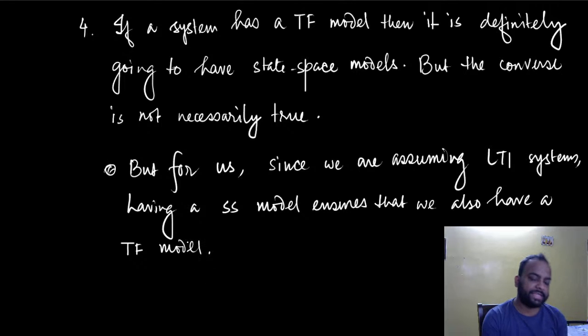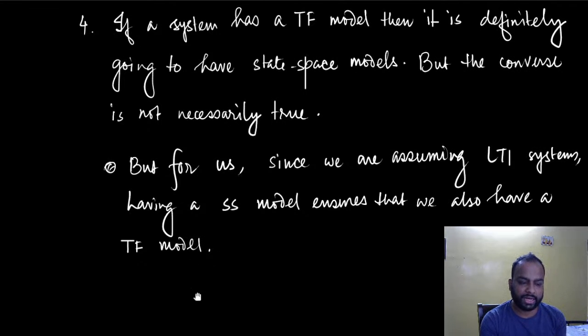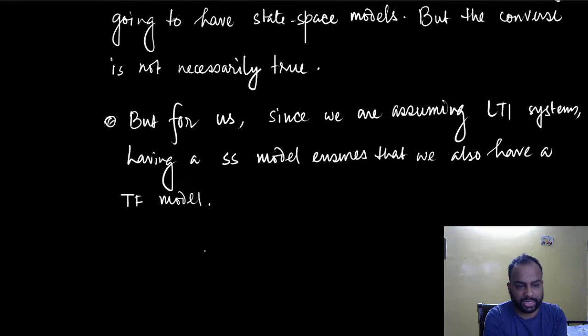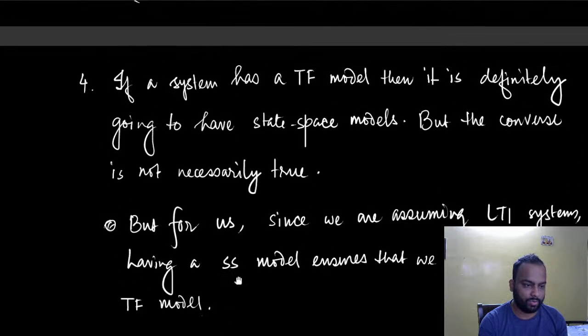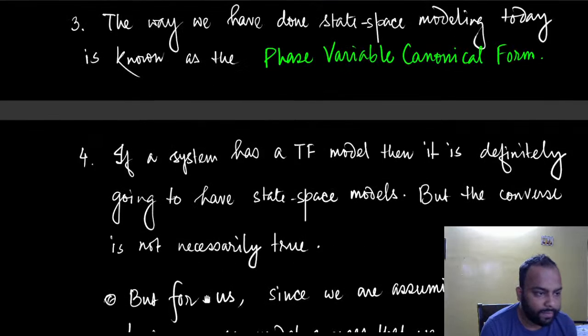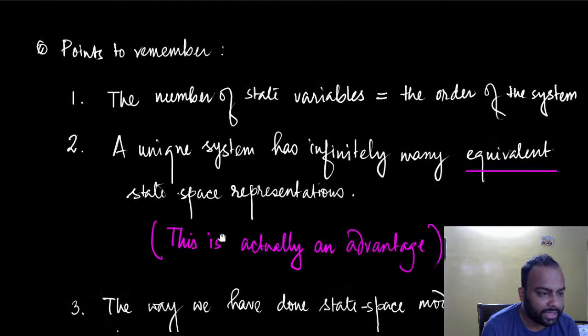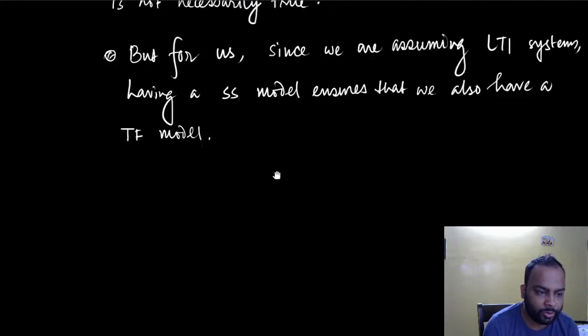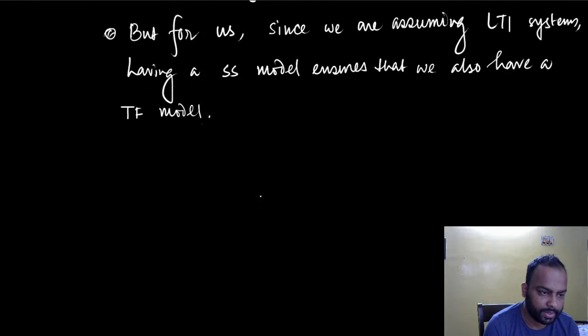Because in our state space model we are assuming non-zero initial conditions, we just have to put zero initial conditions and we can get the transfer function model. Because we are already assuming a linear time invariant system, right? You get a transfer function. Okay, so these are the points that you have to remember in this particular one.